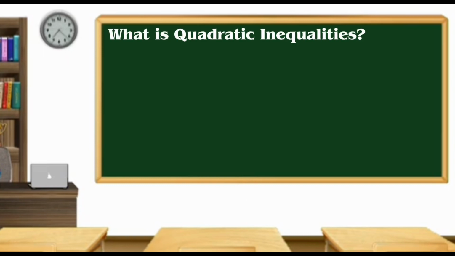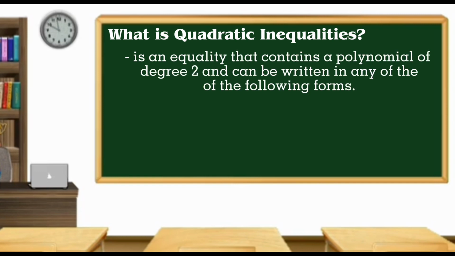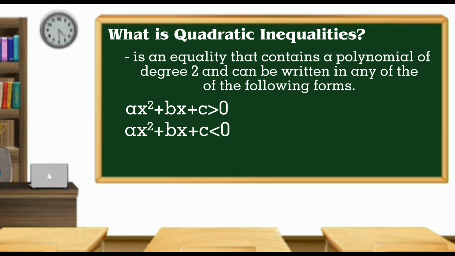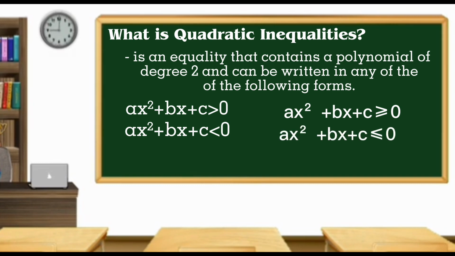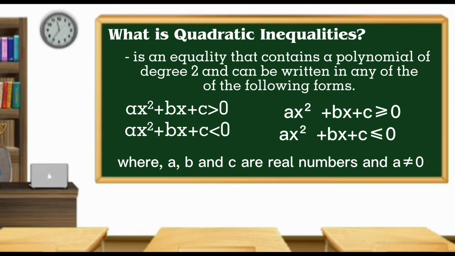Now, what is a quadratic inequality? A quadratic inequality is an inequality that contains a polynomial of degree 2 and can be written in any of the following forms: ax squared plus bx plus c is greater than 0; ax squared plus bx plus c is less than 0; ax squared plus bx plus c is greater than or equal to 0; ax squared plus bx plus c is less than or equal to 0, where a, b, and c are real numbers and a is not equal to 0.